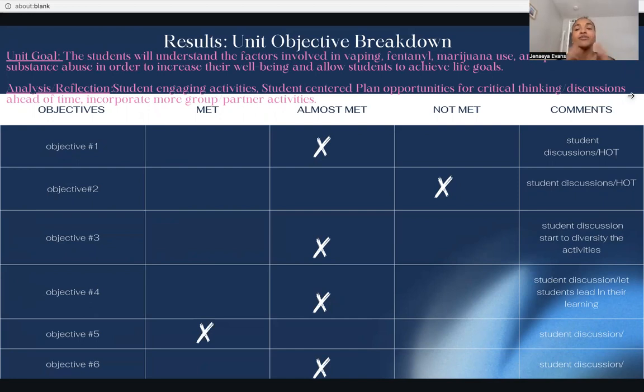And just overall, just like I said before, just having more student engaging activities, student centered plan opportunities. So I needed to plan more for critical thinking questions and discussions ahead of time, and then incorporate more group and partner activities. A lot of them in the accessibility table mentioned that they don't like group work, they needed more time, but I felt like when talking about such hot topics that are so relevant to them, I think they would have benefited from group work by just talking to each other about what they think, what their friends are doing, and how might that affect their goals.